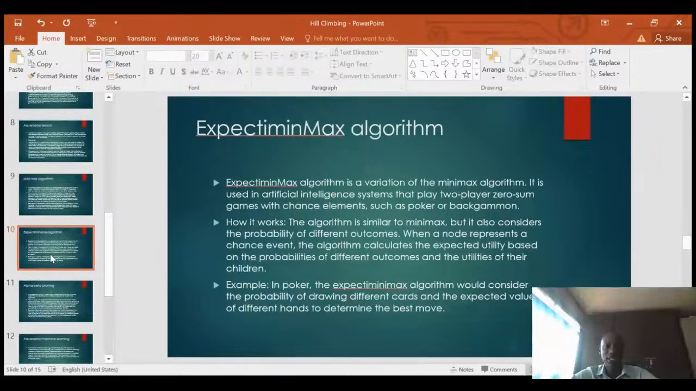Next is the expectiminimax algorithm. It is a variation of the minimax algorithm used in artificial intelligence systems that play two-player zero-sum games with chance elements such as poker or backgammon. Kinda hard to say that word. How does it work? It is similar to the first one. It allows for the probability of different outcomes. That's a major one. And the example is poker.